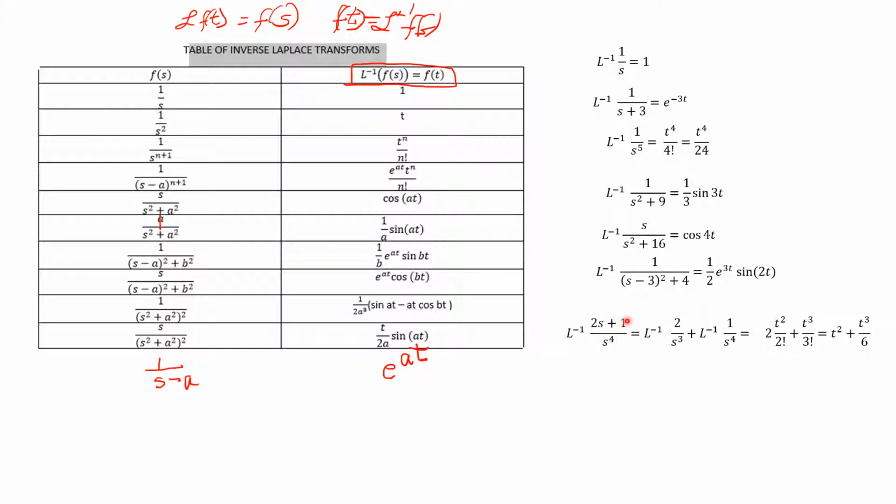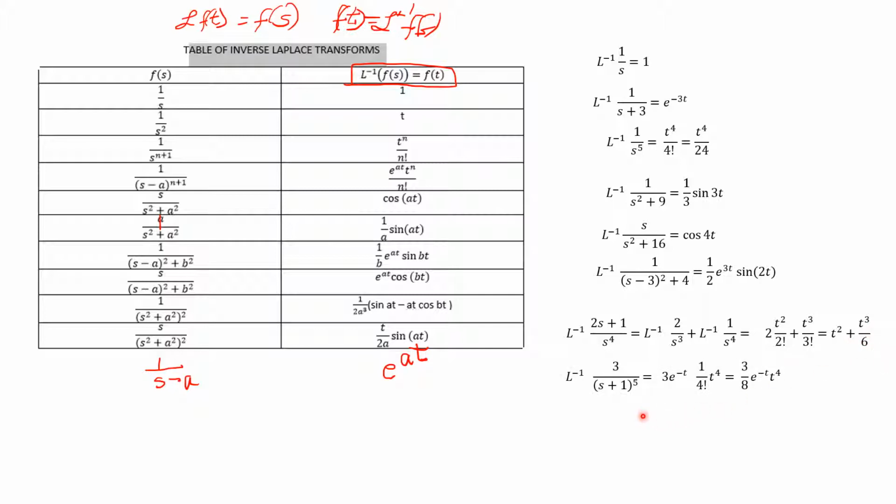Inverse of 2s plus 1 over s to the 4th. This can be written as inverse of 2s over s to the 4th, that's 2 over s cubed, plus inverse of 1 over s to the 4th. This is 2, this is s cubed. That is t squared over 2 factorial plus what? t cubed over 3 factorial. 2 divided by 2 factorial, that is 1. So this is t squared plus t cubed over 6.